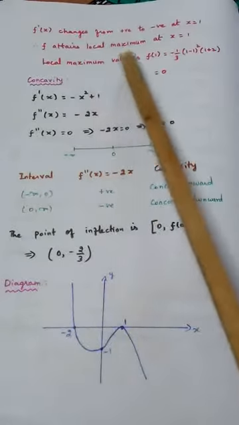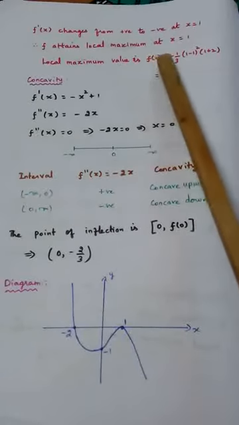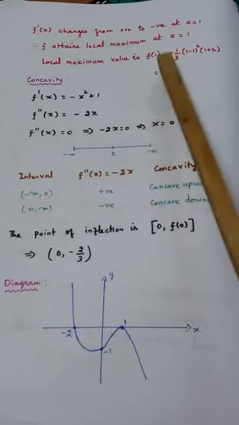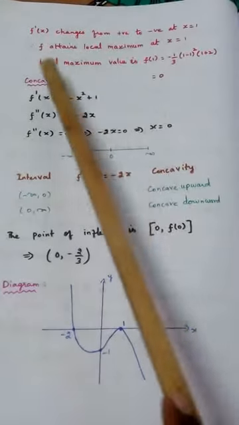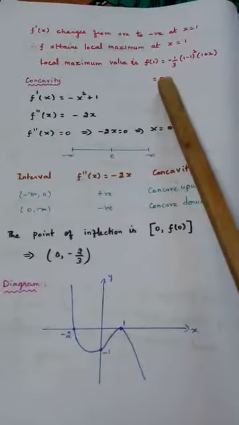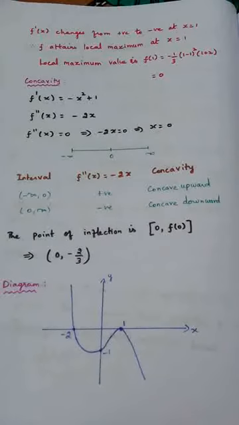How to find local maximum value? Substitute this number in the function, f of 1. In f of x, in place of x you use 1, answer becomes 0. So local maximum value is 0. So here we discussed about local maximum and local minimum.